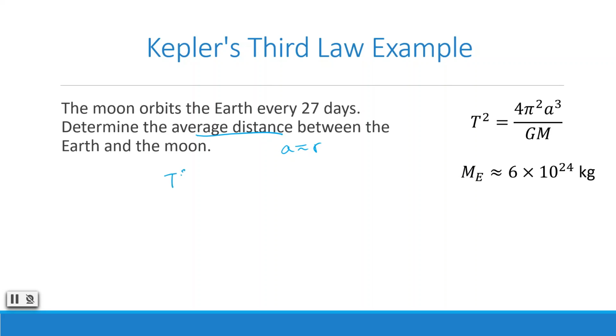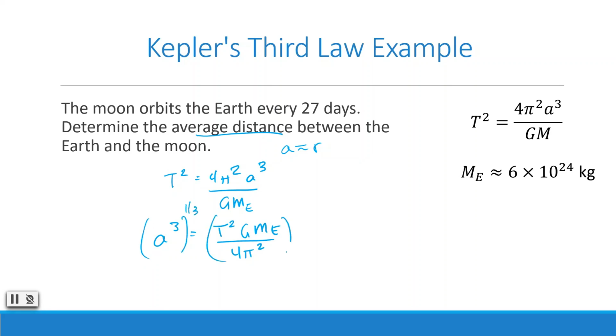So period squared is equal to 4 pi squared A cubed over GM. In this case, that M is the mass of what's being orbited, so that is going to be the mass of the Earth. We then solve for A. Well, A cubed is going to be period squared G mass of the Earth over 4 pi squared. So then you raise all of that to the 1/3. And that's going to give us our A. So our A is going to be period squared G mass of the Earth over 4 pi squared, all raised to the 1/3. So plugging in, period is in days, 27 days.